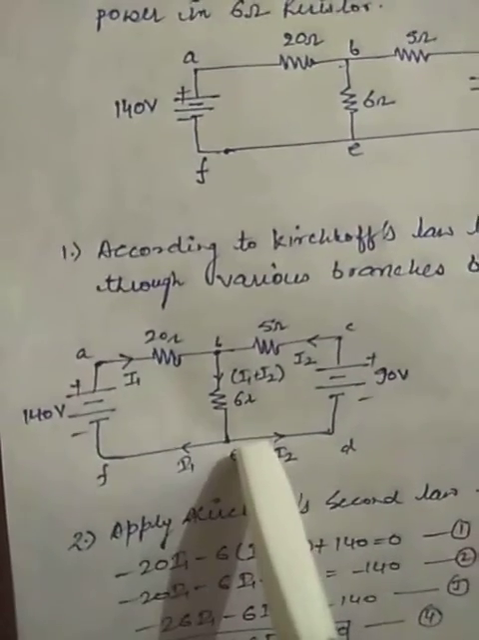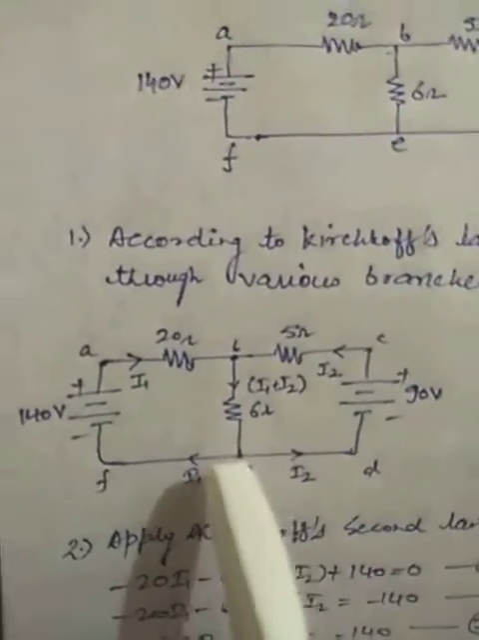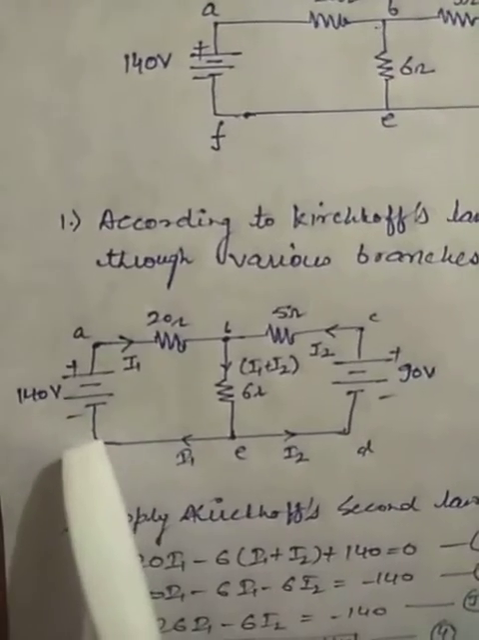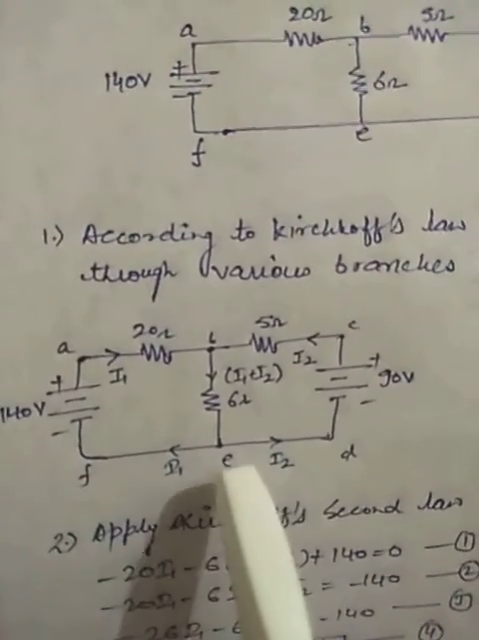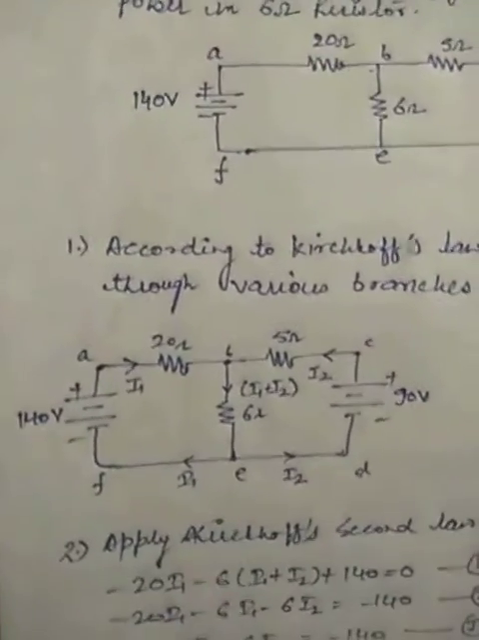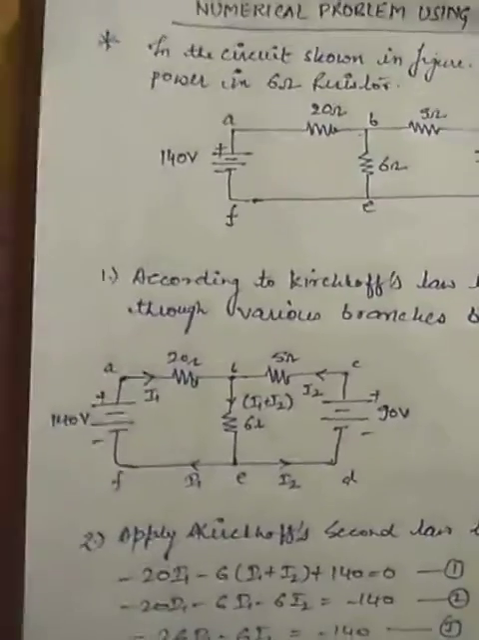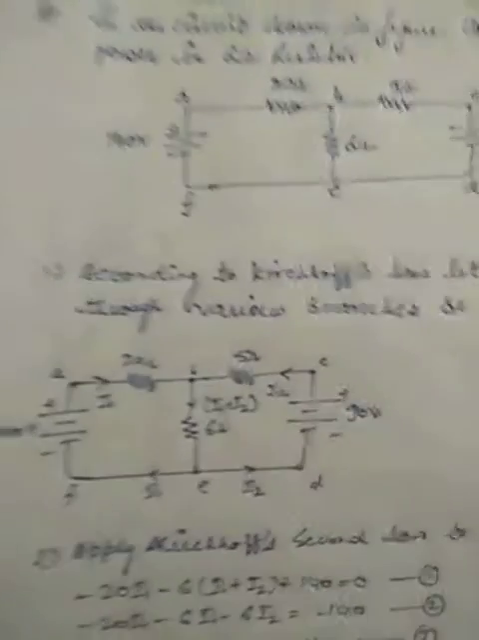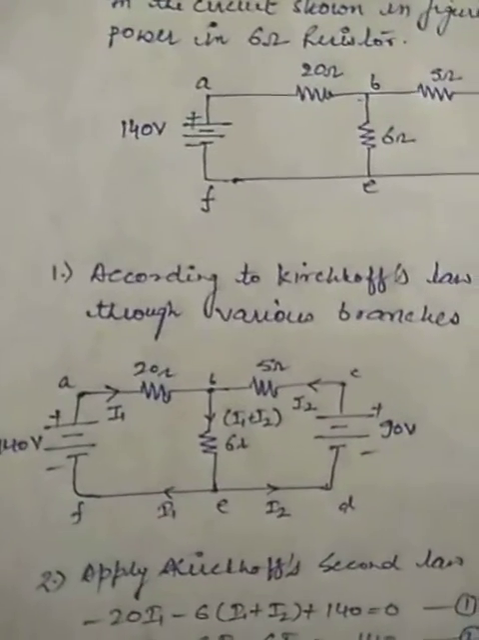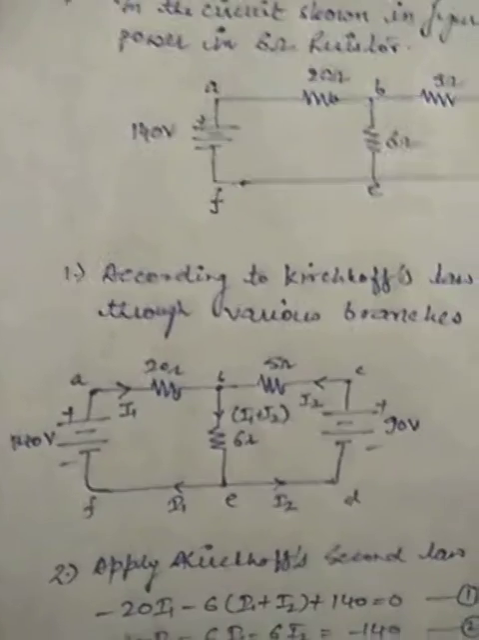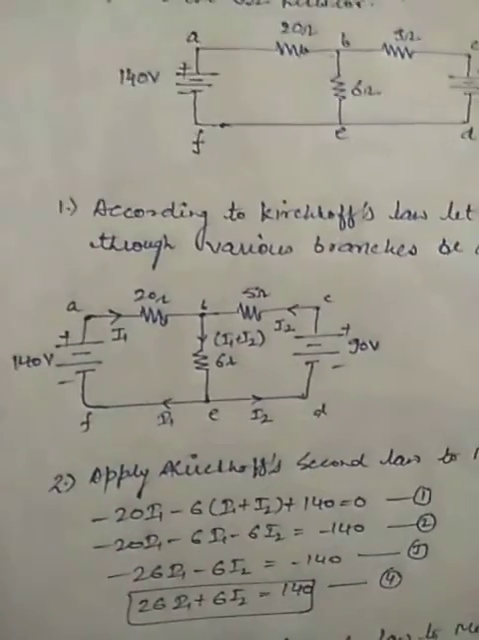Again at this junction point, at E point, current is divided. So I1 is flowing from E to F and I2 is flowing from E to D. So this was the first step. In second step we will consider the meshes. So there are two unknown quantities here, two currents, I1 and I2. So there will be two meshes we will consider here.